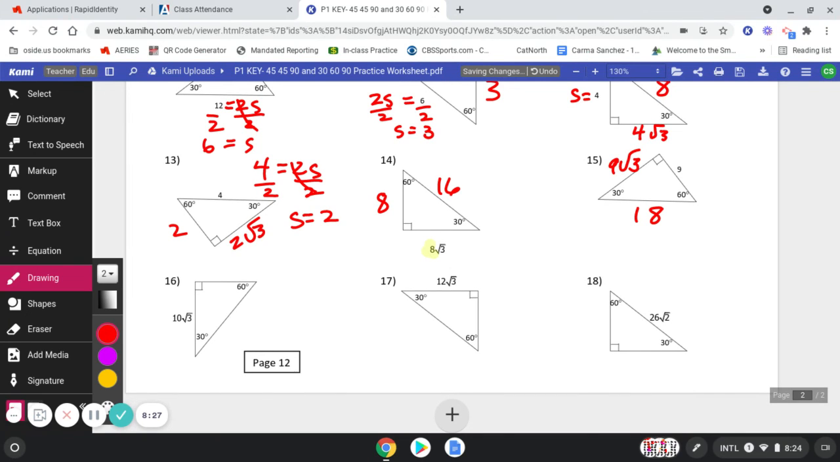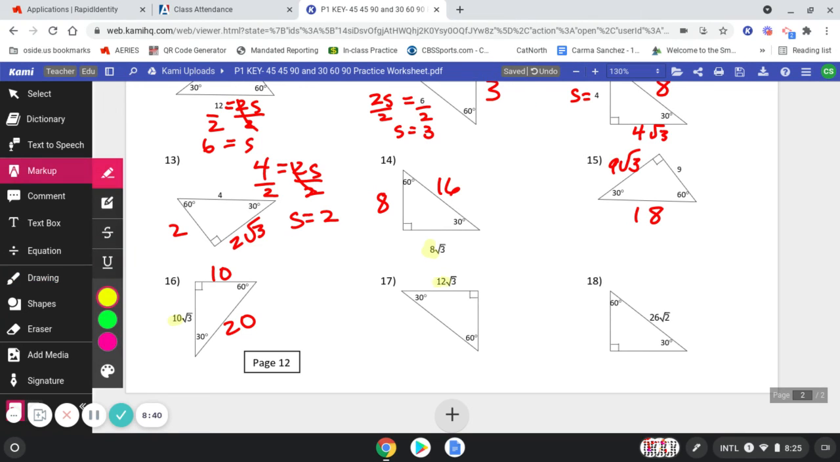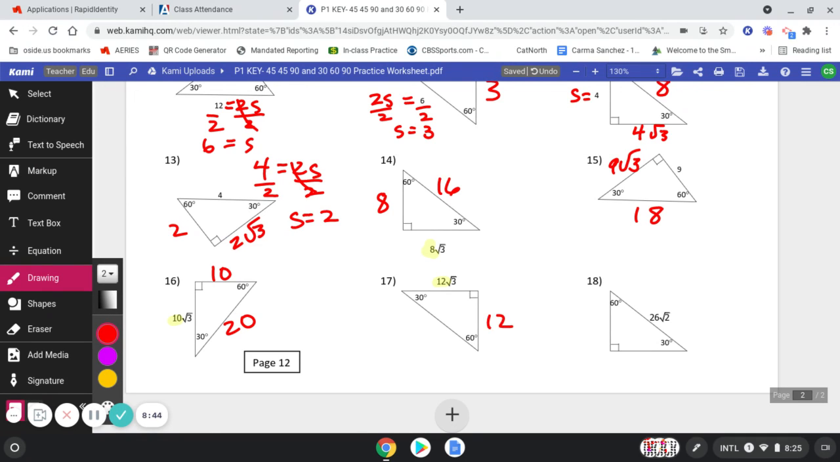Okay, this one, across from the 60, we have a 10 root 3. Do you see that side length staring at you? So my side length is just 10. My hypotenuse is double that. Same on the next one. Do you see that side length staring at you? I can see that my side length is 12 and my hypotenuse is double that.